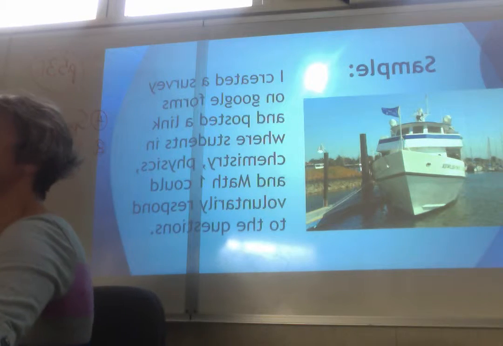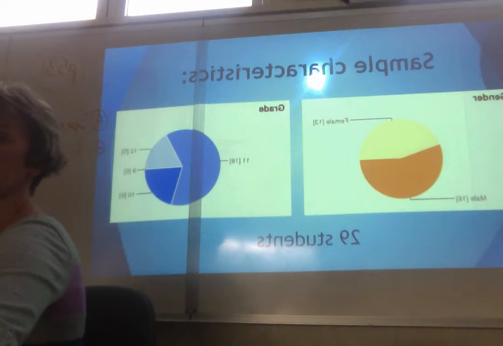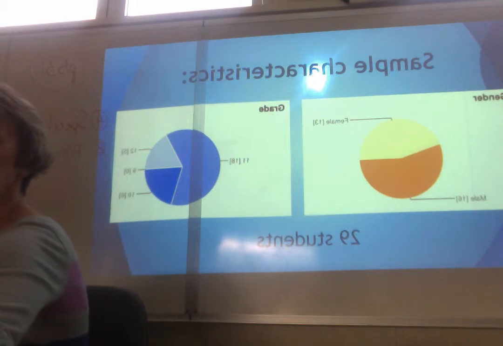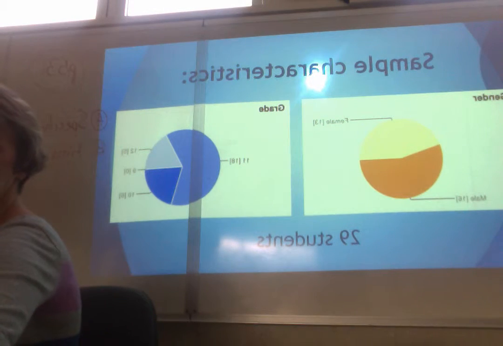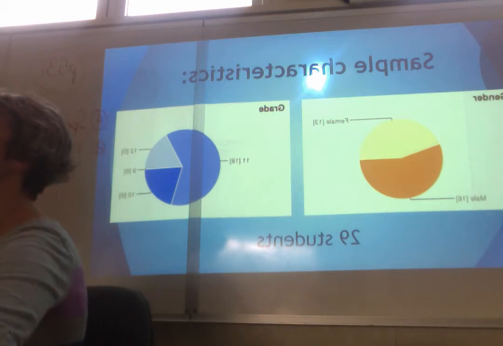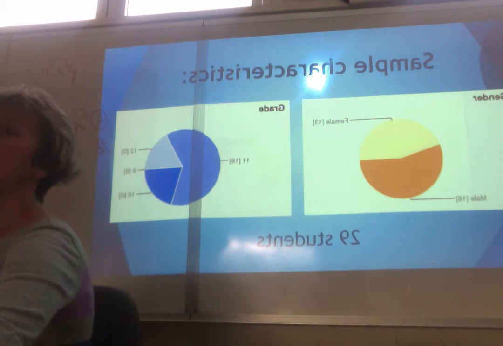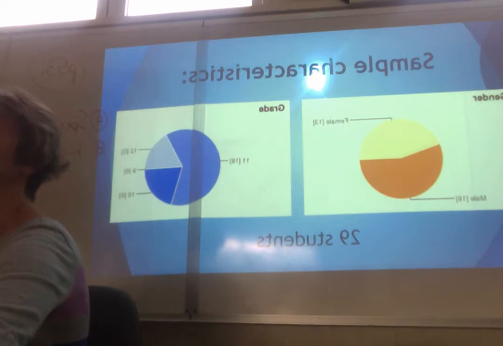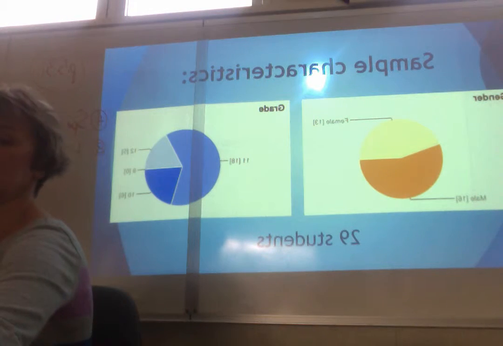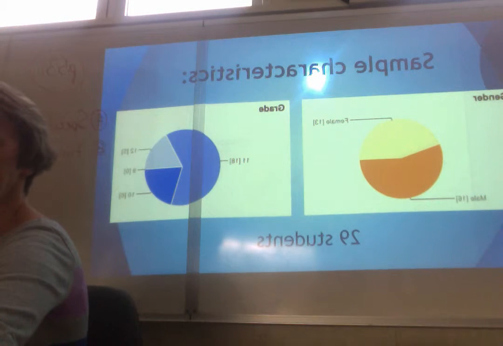I kept data. Part of the question was, what are you, male, female, and what grade are you in? And one type of thing you're going to want to do in at least one of your questions is ask that kind of data and then show it. I'll show you how to make these kind of charts. 29 students responded to my survey.